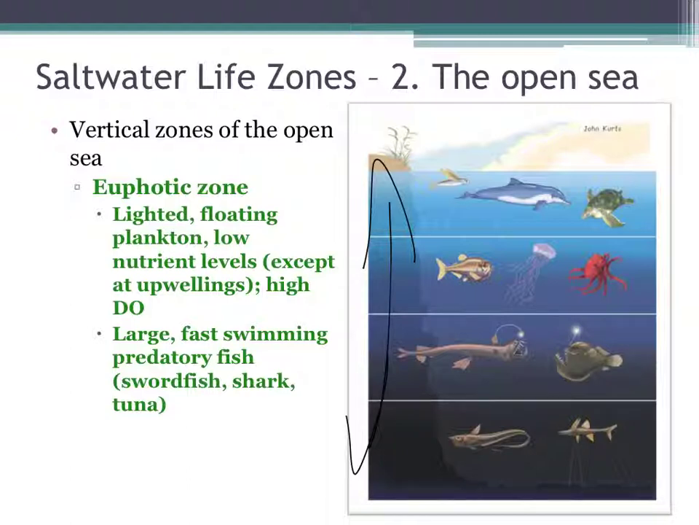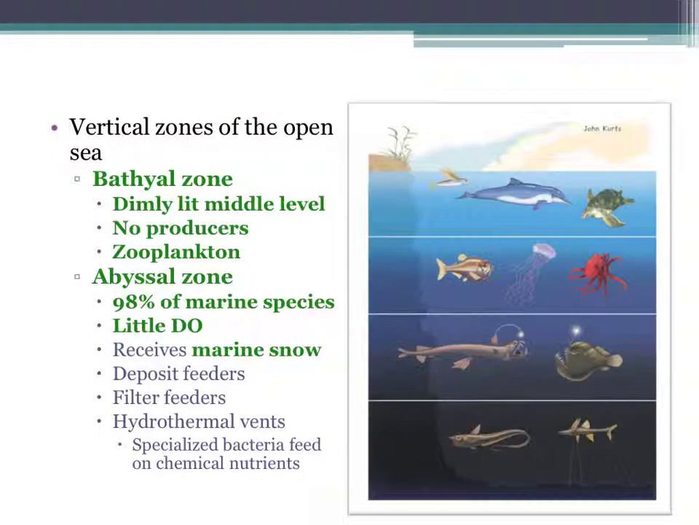The first zone is euphotic, of course, photic meaning light. In the euphotic zone, which is at the top here, where light can penetrate, and that can vary around the globe, we have lighted floating plankton, low nutrient levels overall, except at the upwellings, of course. And we do have high dissolved oxygen. The reason we have high dissolved oxygen is because we do have photosynthesizing plankton in there. We also have large, fast-swimming predatory fish, nekton in other words, things like swordfish, sharks, and tuna.